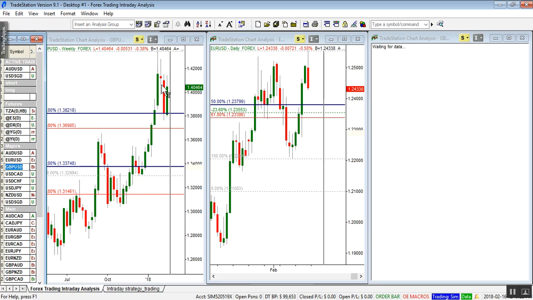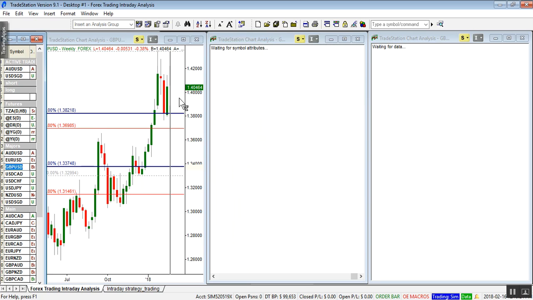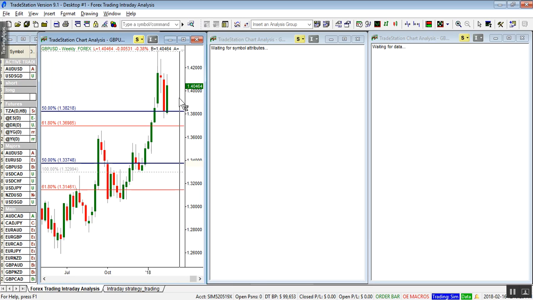So the pound, as you can see, all these markets, they all have the same patterns here.